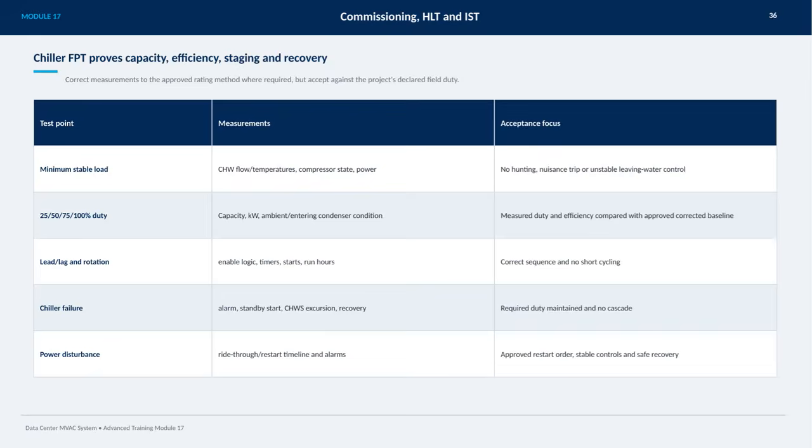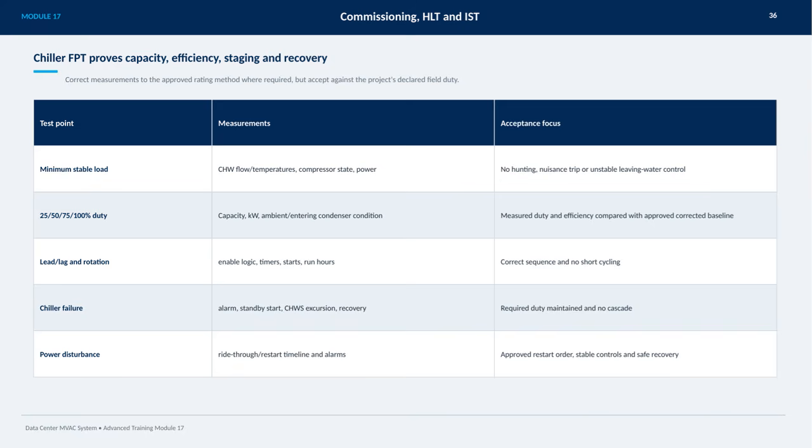On this slide, we focus on the Chiller Field Performance Test, or FPT, which is critical for proving the chiller's capacity, efficiency, staging, and recovery. The key is to take correct measurements according to the approved rating method, but we also accept performance based on the project's declared field duty. We start by verifying the minimum stable load, monitoring chilled water flow and temperatures, compressor state, and power. It's important to ensure there are no hunting behaviors, nuisance trips, or unstable leaving water control, as these affect reliability.